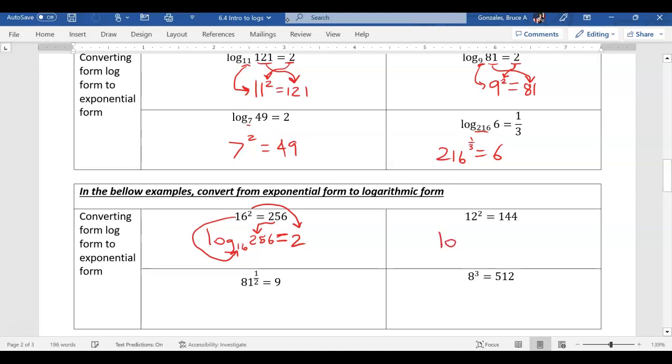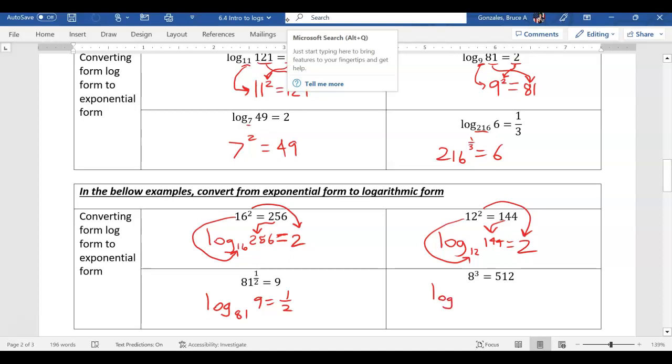Let's try it again. So log, this is my new base, log base 12 of 144 equals 2. All right, log base 81 of 9 equals 1/2. Log base 8 of 512 equals 3. So you should be able to go one direction and backwards with these logs.